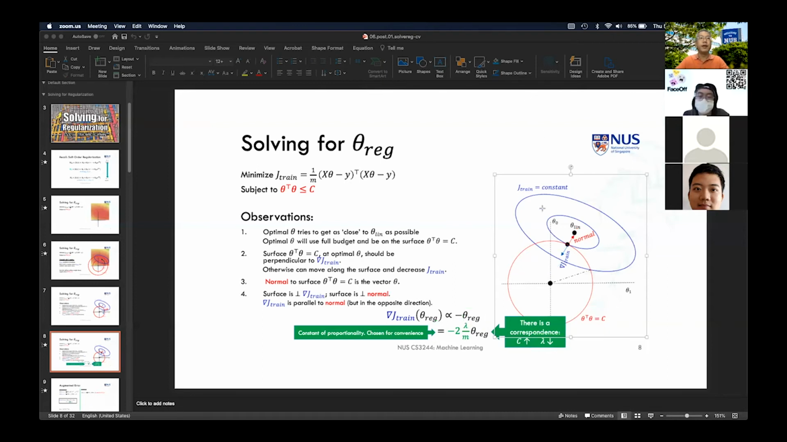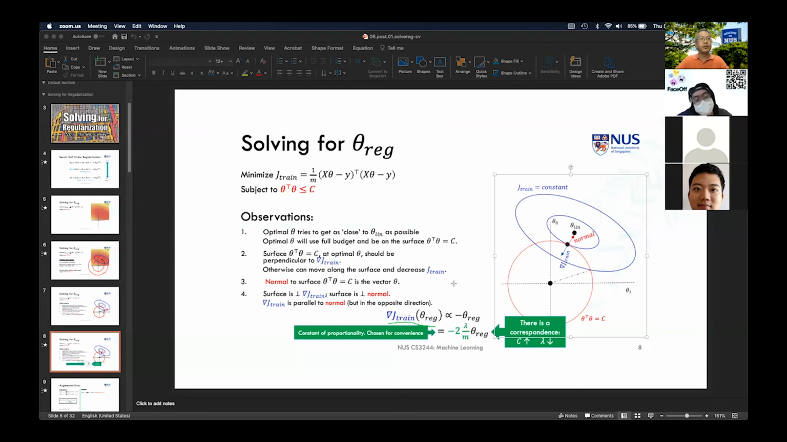That is, if we have a larger C, like a bigger, larger budget. So you can think, therefore, of it as expanding the circle, and the gradient will become the gradient of J train.